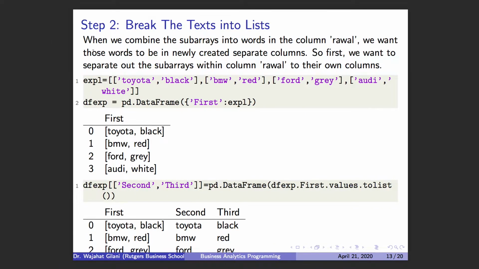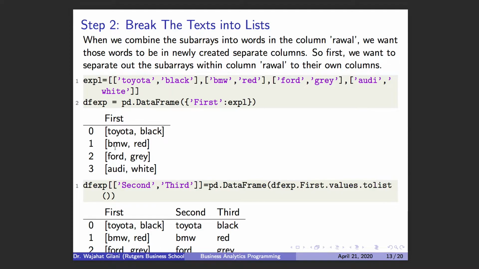Here's a simple example. Let's say I have this list of lists: Toyota black, BMW red, Ford gray, Audi white. Notice the double brackets. It's basically a two-dimensional list. I take this and create a data frame called DFXP. It has one column called first, with 4 values, and each one of those values is a list of values.